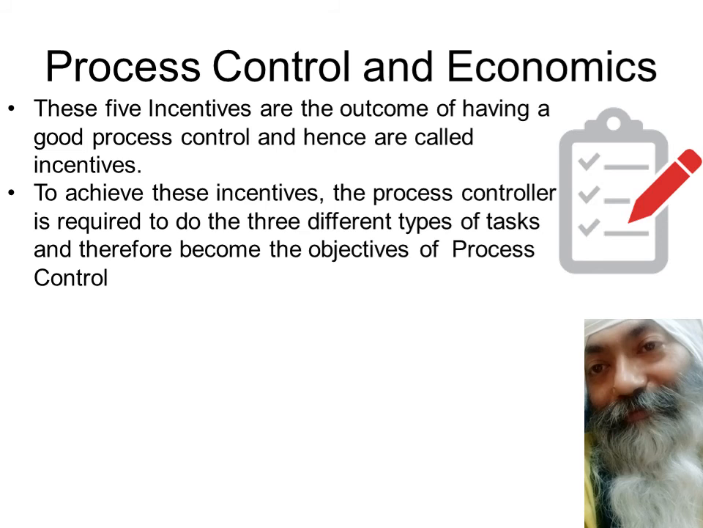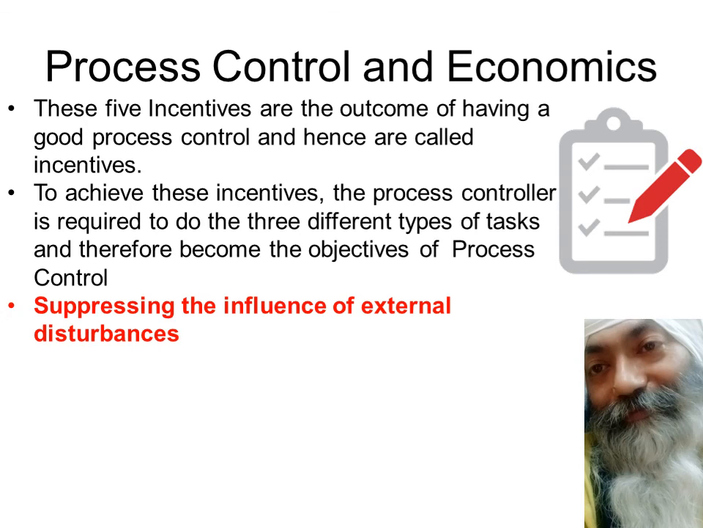But to achieve these incentives, the controller which is going to be put in the process is required to do three different types of tasks. These are the inputs to the process by the process controller, and therefore they become the objectives. The incentives are the outcomes, the objectives are the inputs, what is to be achieved by the process control through specifically going in for three different tasks. The outcomes are these five, boiling down to economics. These are how the process controller should make the process behave in a controlled manner by suppressing the influence of external disturbances.